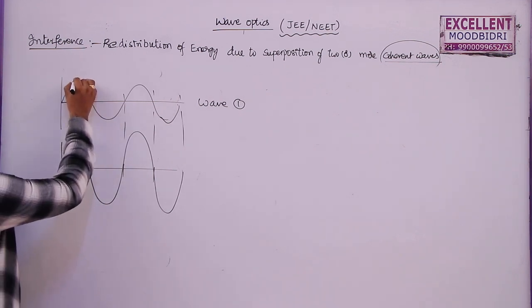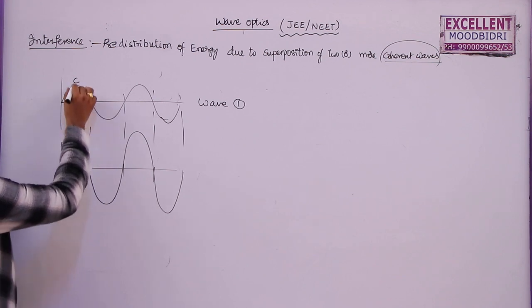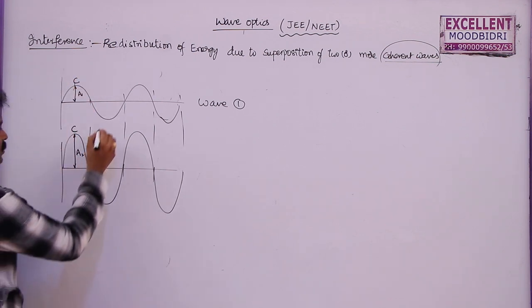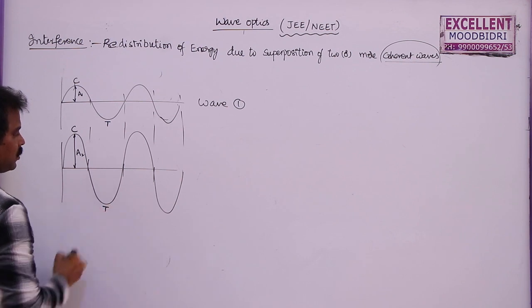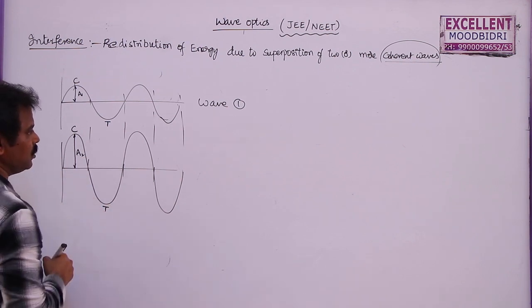When the crest of one wave combines with the crest of another wave, generally constructive interference takes place. Then automatically the trough combines with the trough here. So this is the condition here.